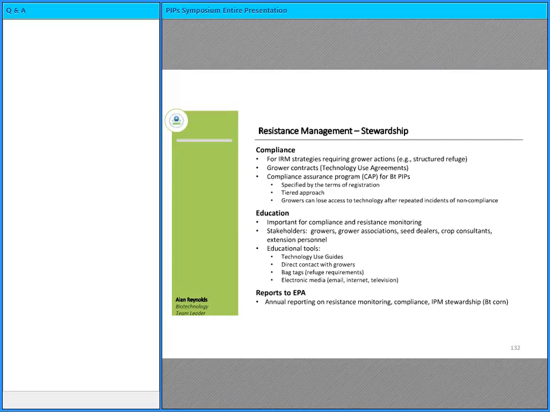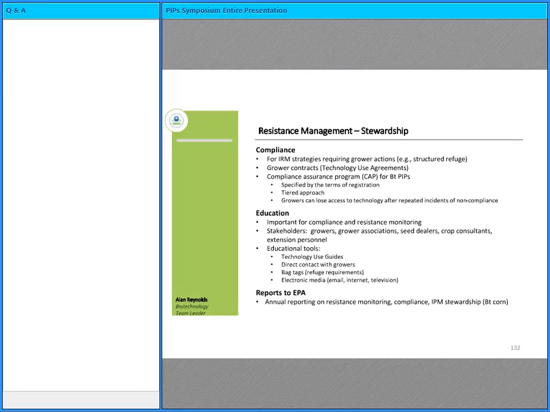Having direct contact with growers is certainly important. It's one thing to get a nice technology use guide brochure, but also having that direct contact with company representatives who can reinforce educational messages is certainly very helpful. For Bt crops with refuge requirements, we've used bag tags that clearly indicate specifically what the refuge requirement is for that particular product to try to avoid any uncertainty on the part of the grower.